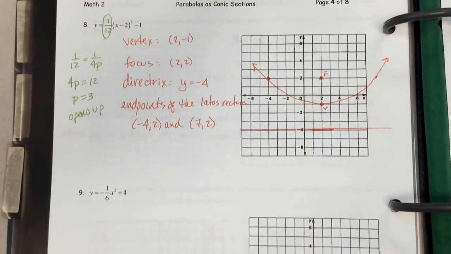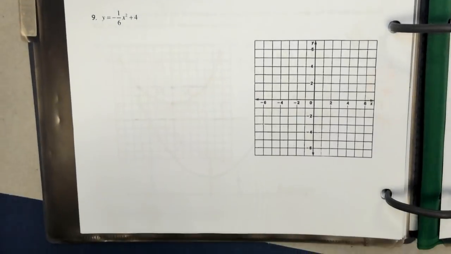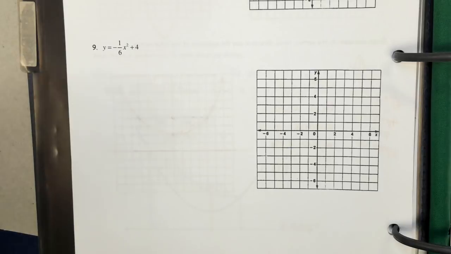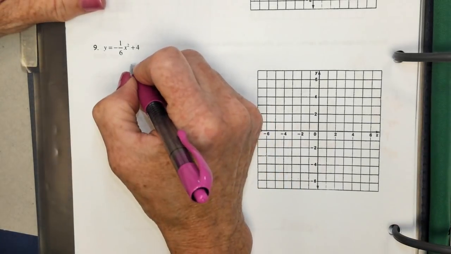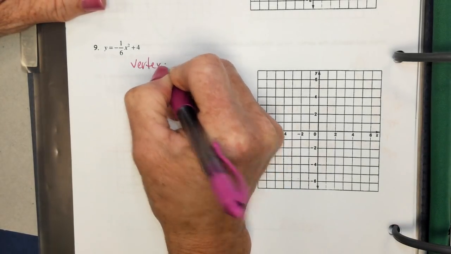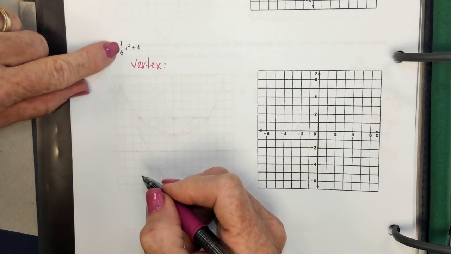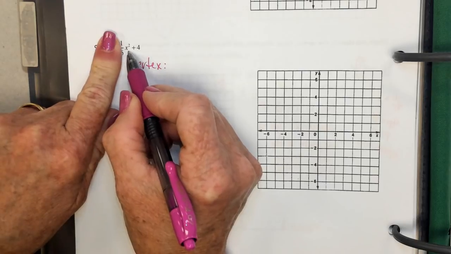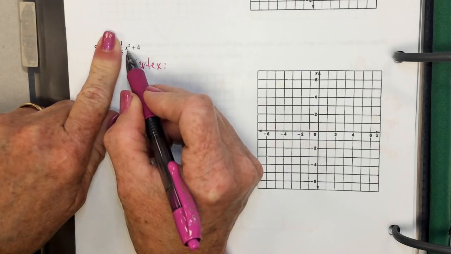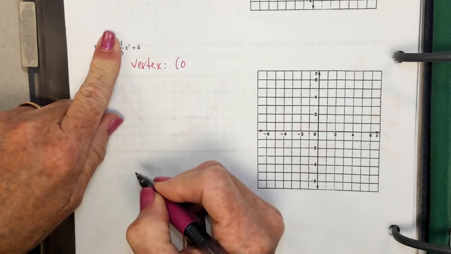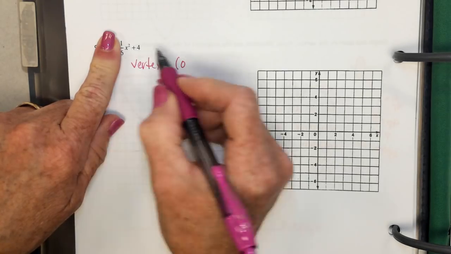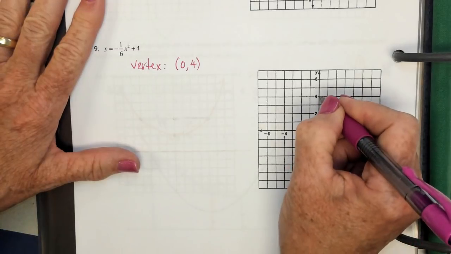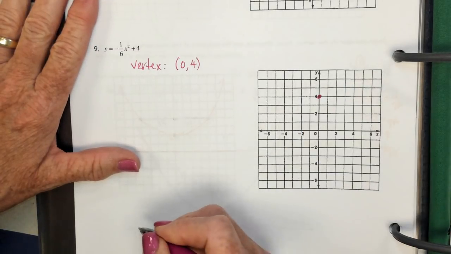Okay, let's look at another one. Last one for today. Okay, vertex. This coefficient out here is going to tell us what the p is, so I don't need that one. There's nothing added or subtracted inside parentheses here, so there's your 0 for the x-coordinate, and this plus 4 hanging around on the outside gives us our y-coordinate, so (0, 4) for that vertex.